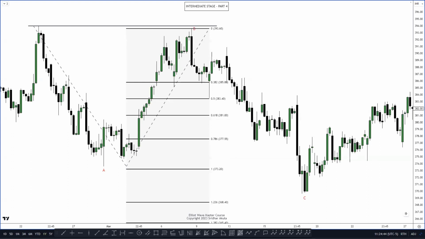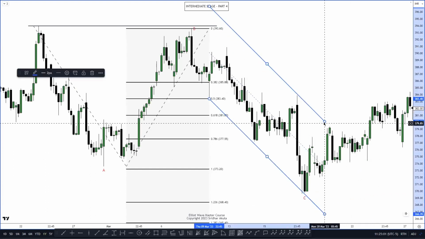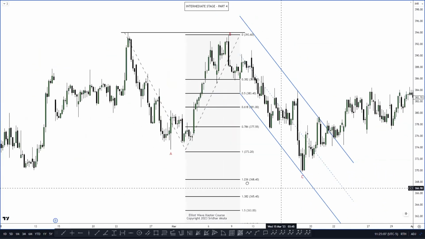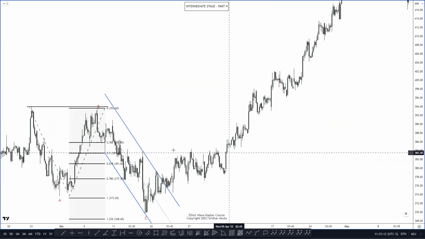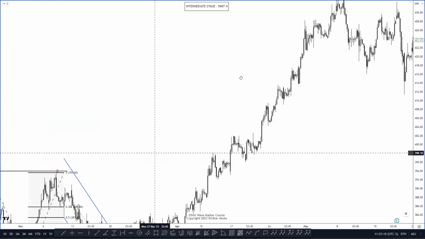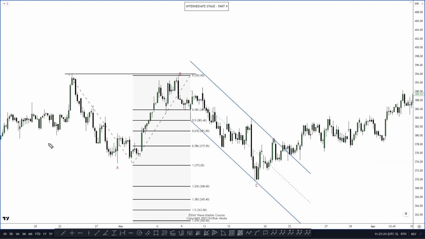This is the important point. And this is a high probability setup. Why is it a high probability setup? Once your wave C is broken, the next move is going to be very fast. It's going to be a very fast move in the market. So that is why this is a very high probability setup if your regular flat is made.